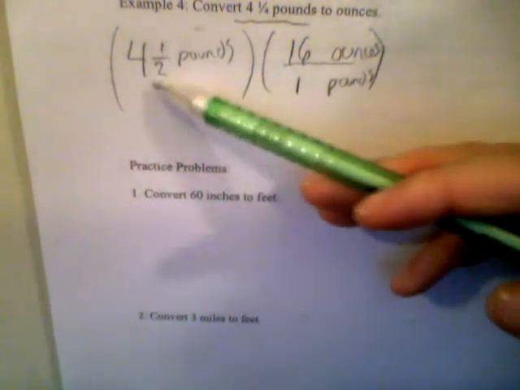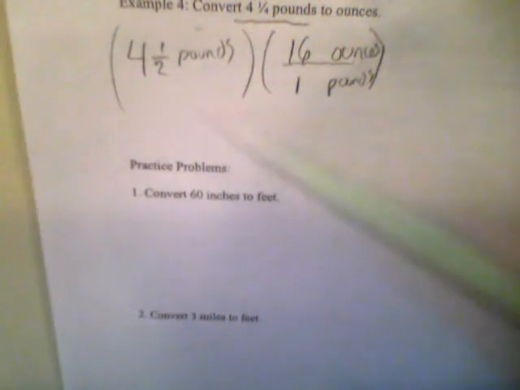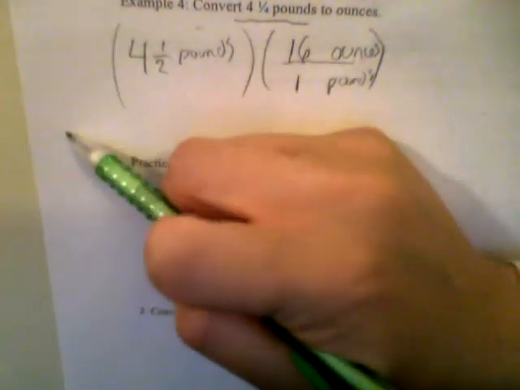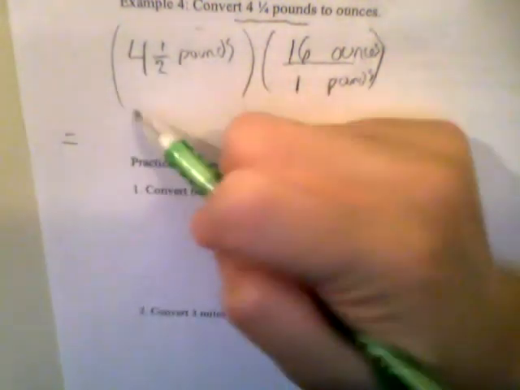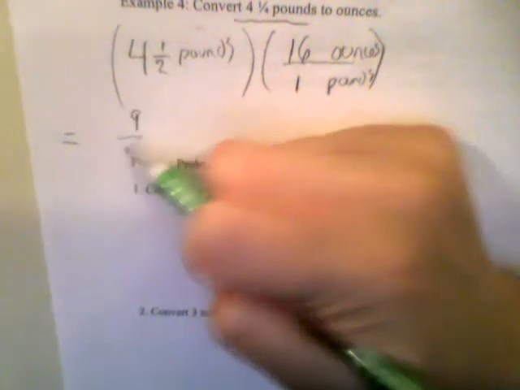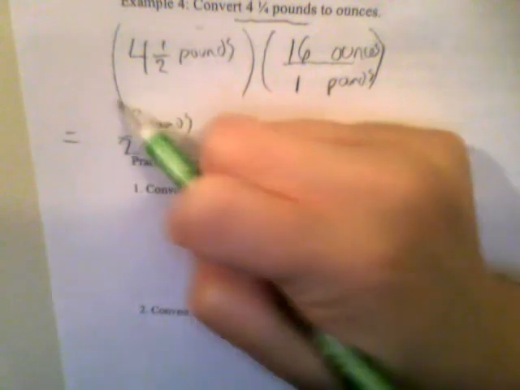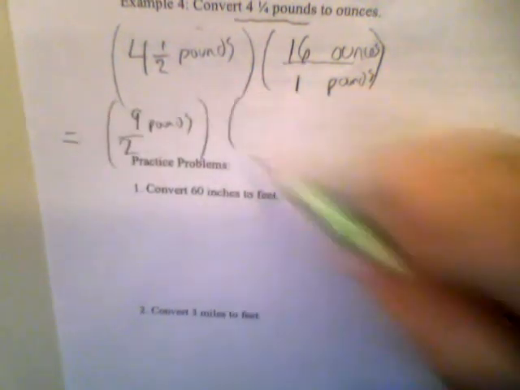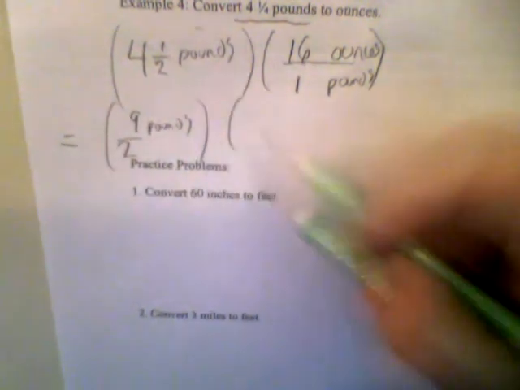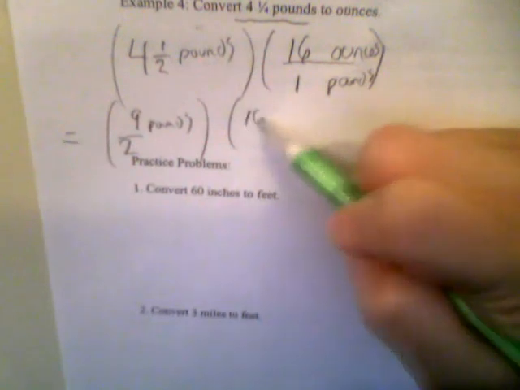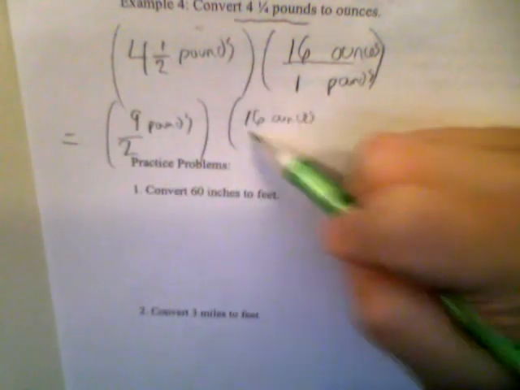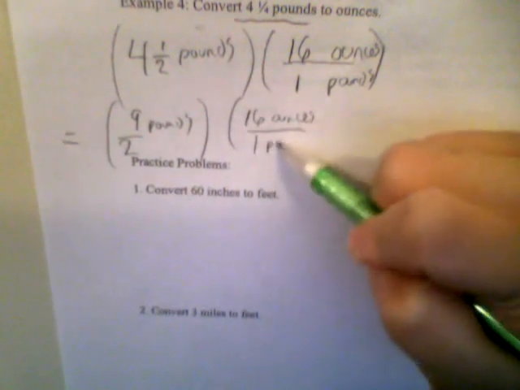Once again, I have a mixed number here. But in order to multiply a mixed number by a whole number, I need to convert my mixed number to an improper fraction. So I'm going to do that right now. 4.5 as an improper fraction is just 9 over 2. So I have 9 over 2 pounds. My units are still on top, or in the numerator. So I have 9 over 2 pounds times 16 ounces over 1 pound.